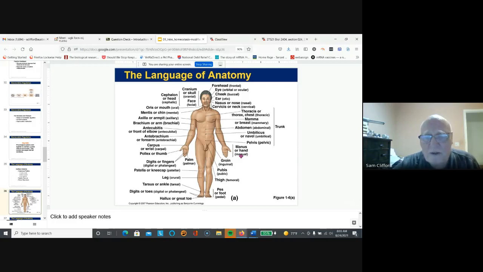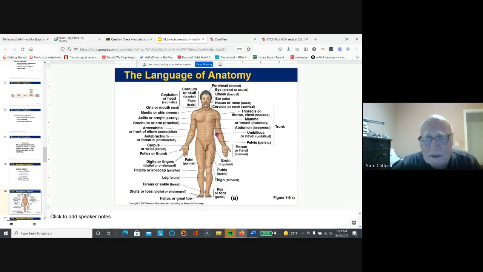Your job will be to memorize all these terms, like antecubitus for the front of the elbow, brachial for arm, axillary armpit, mental chin, oral mouth, cephalic is your head, which contains the cranium and the face. So your job is to learn all of these anatomical terms.